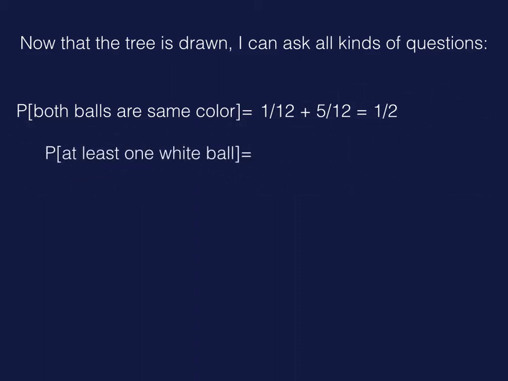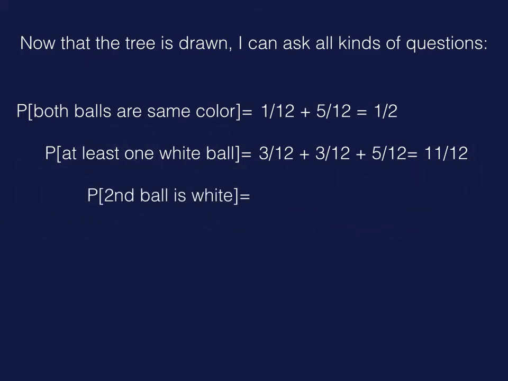Probability that at least 1 ball is white. Well, there's 3 ways that can happen, and it's everything except the first path. All the other 3 paths have at least 1 white ball, and you add them up, probability is 11 out of 12. Probability that the second ball is white, that's the second path or the 4th path, and they add up to 8 out of 12 or 2 out of 3.